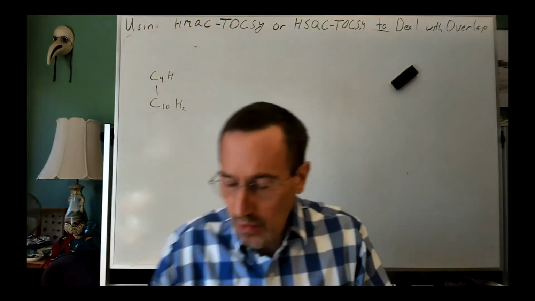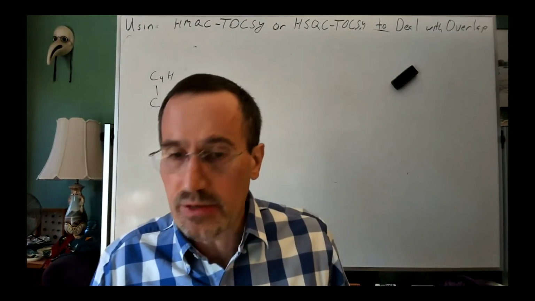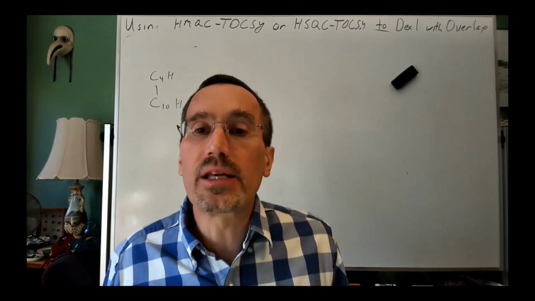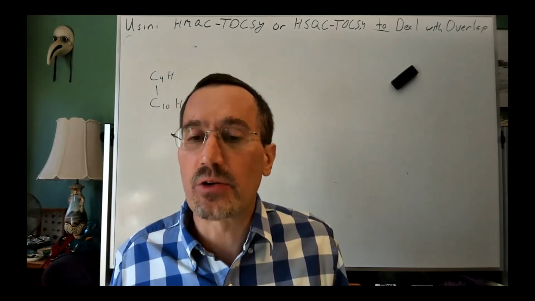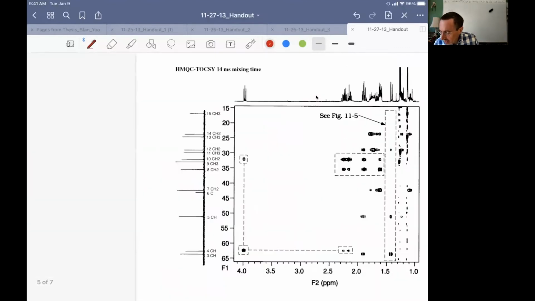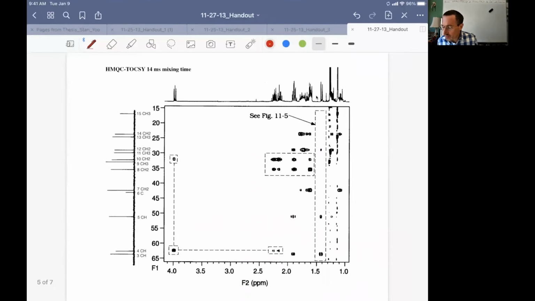So I want at this point for us to take a look at the HMQC TOCSY. So I'm going to go back to the handout. And unfortunately, the way this is plotted, they haven't given us all the plots with various mixing times. I think that's page 5 of your handout. So they give us a plot with a 14 millisecond mixing time. And we can start to see what's going on now a little bit better over here.